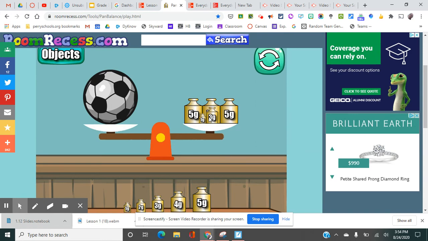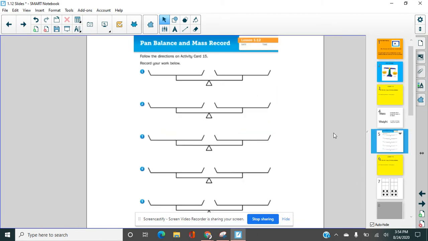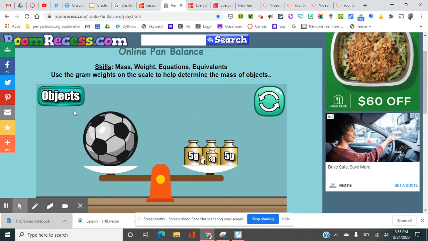So, what you are going to do, and in fact, we'll do one from your math journal together. So, in your math journal, go ahead and open up to this page, right, in lesson 1.12. It is page number 25. So open to page 25. And now what we're going to do here, we're going to record the object that we weigh here and then the mass on this side, right? This is like a little pan balance here. So let's do another one here and we'll do it together and then we'll record it.